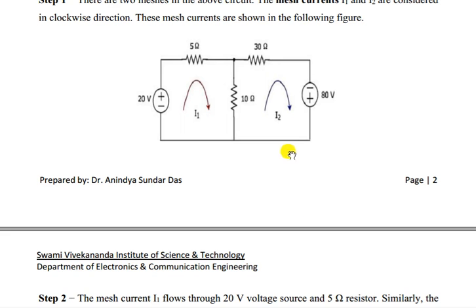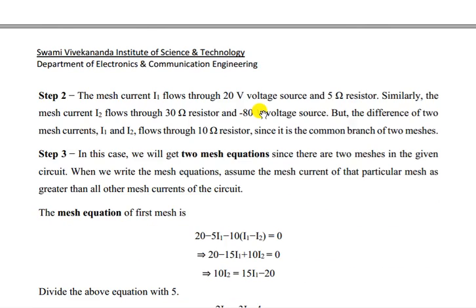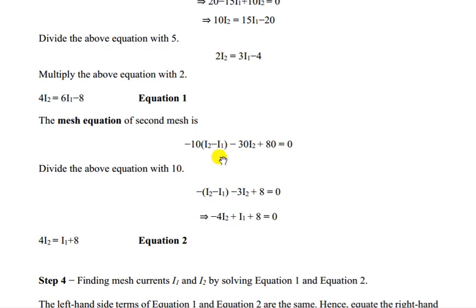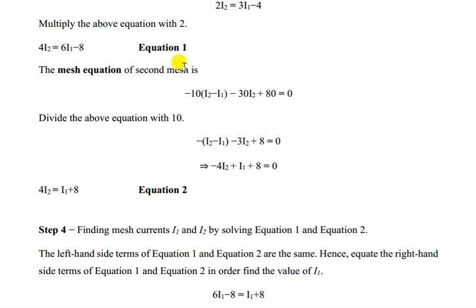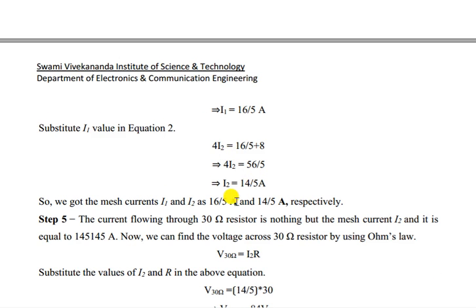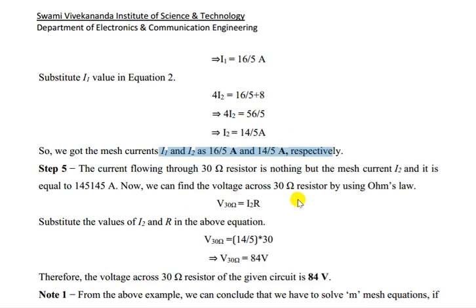So when we are considering mesh 1, we take this current as I1 minus I2. When we are considering mesh 2, we take I2 minus I1. So whichever mesh is the reference, that mesh's current is taken first: I1 here, and I2 here. After we get two equations with two unknowns, I1 and I2, we can solve them and get the values of I1 and I2.